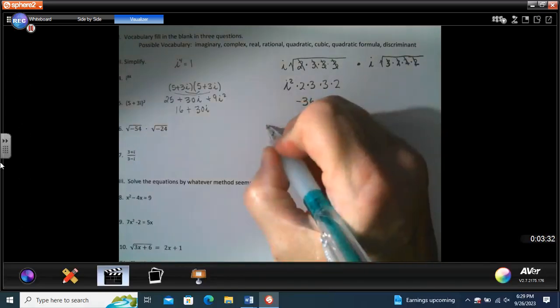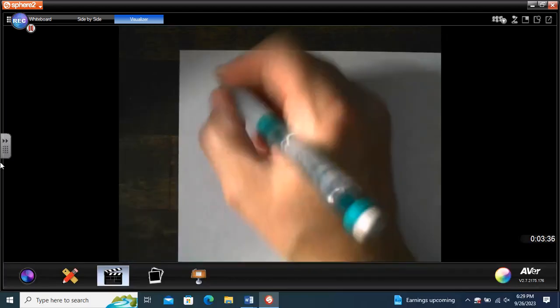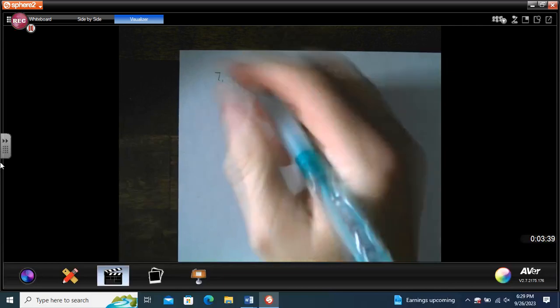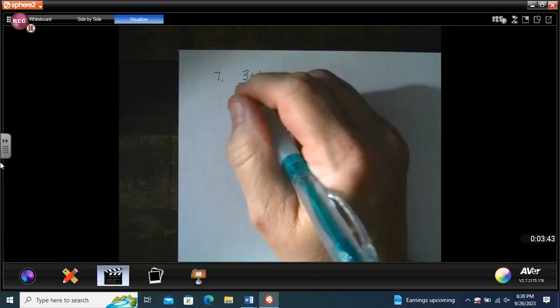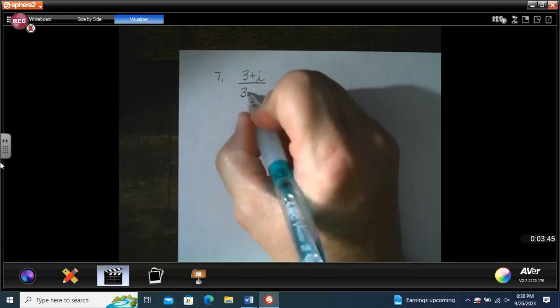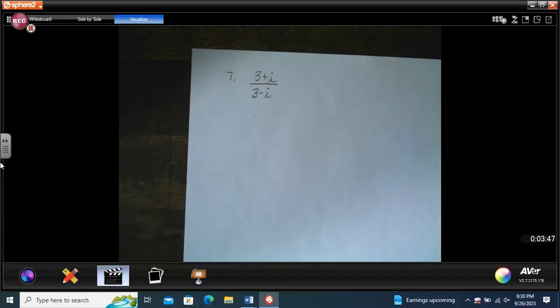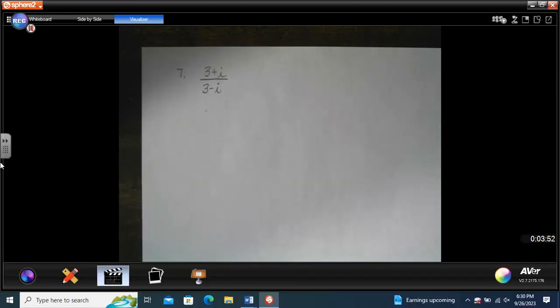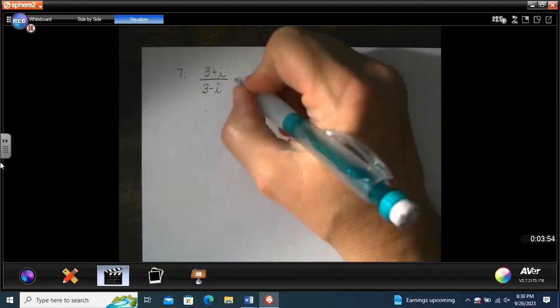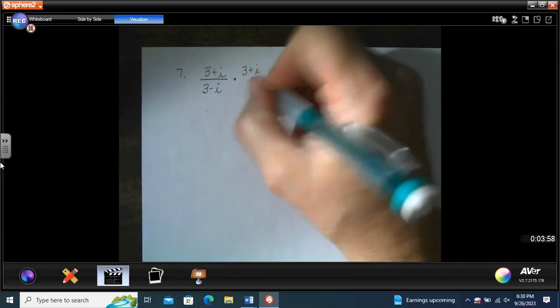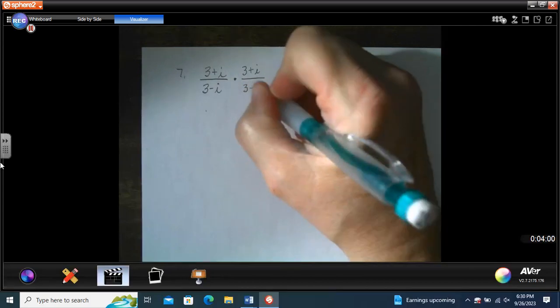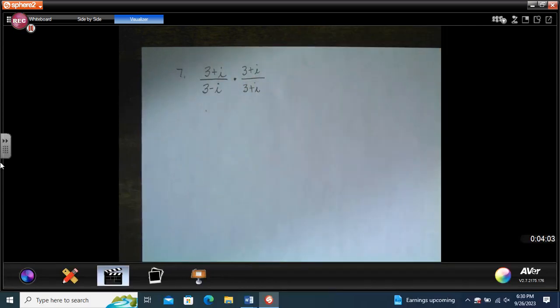And then this next problem, this is number 7, we have 3 plus i over 3 minus i. And you can't have i in the denominator of a fraction. And so the plan of attack is we multiply the top and bottom by the conjugate. And the conjugate of the denominator is 3 plus i, which makes it nice for the numerator.